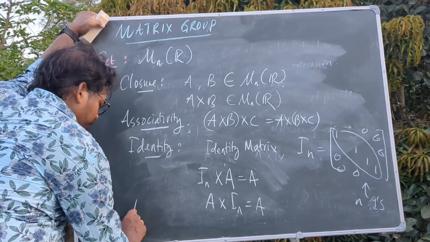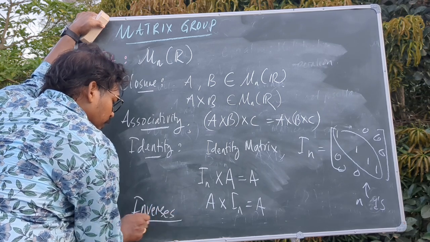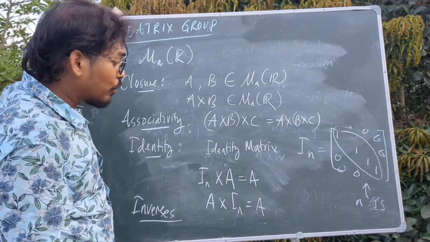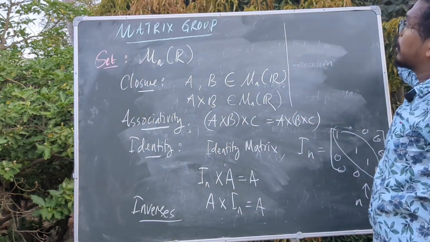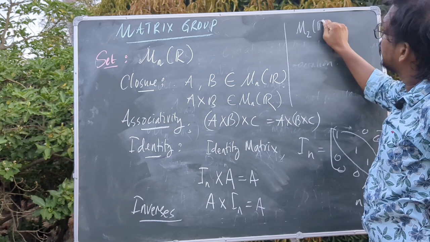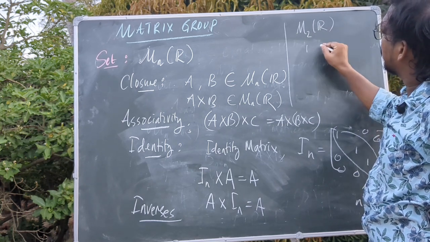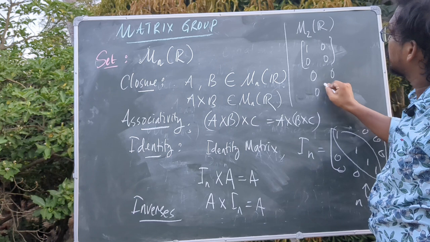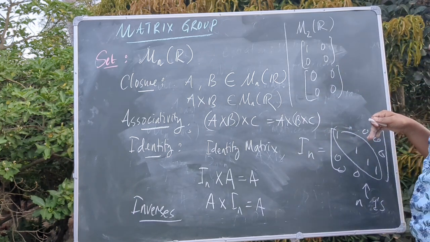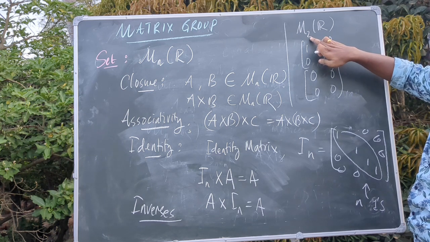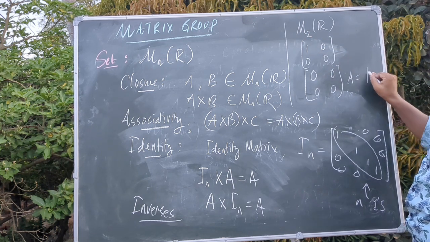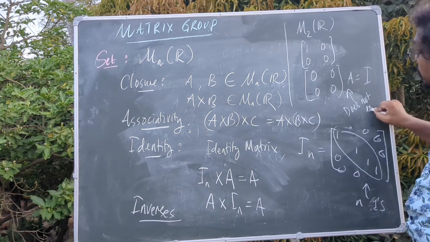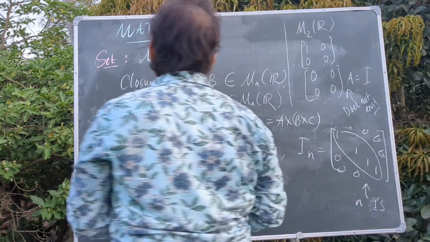What about inverses? Does every square matrix have an inverse? The answer is no. For example, suppose we have square matrices of order 2, entries from the reals, and let me take the matrix 1 0 0 0, or the best example is the 0 matrix. These are not invertible. There does not exist any square matrix of order 2 which will multiply with this matrix and give the identity back.